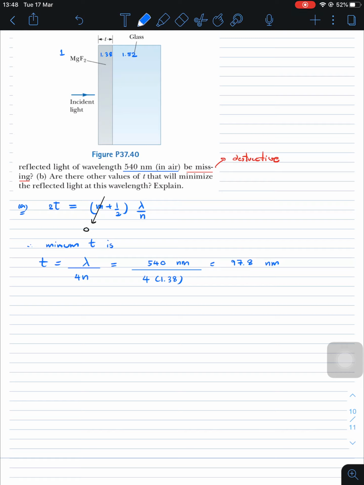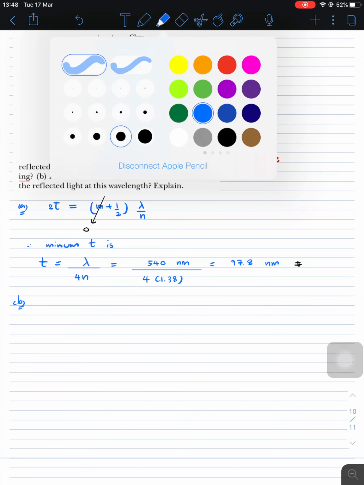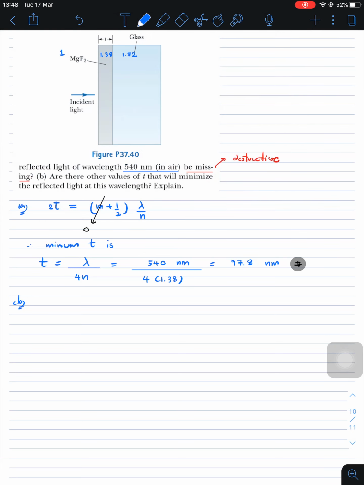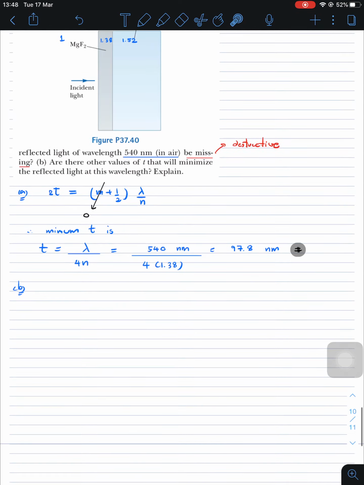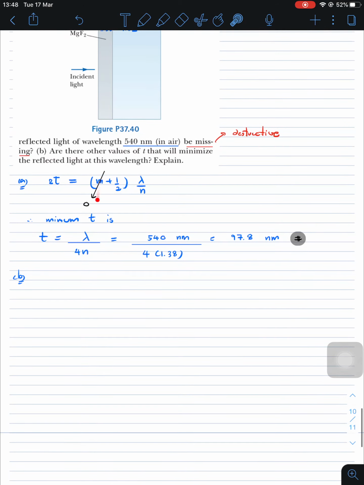Now for part B. Are there other values of T that will minimize the reflected light at this wavelength, right? That's for sure, because right now we're talking about m equal to 0. But if we have m equal to 1, 2, 3, we can have various thicknesses of the film as well.